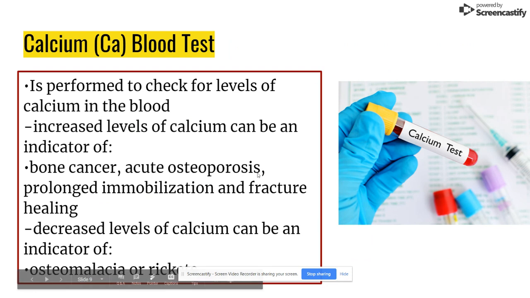Right? So next up, we have a calcium blood test. A calcium test is used to check for levels of calcium in the blood. Increased levels of calcium can be an indicator of bone cancer, acute osteoporosis, if you're prolonged and you're immobile, as well as fracture healing. So think about osteoporosis. In osteoporosis, we have bone that has an inability to rebuild that spongy bone that's on the inside, right? That's the part that's breaking down. And so all of that extra calcium and minerals, so the calcium, the phosphate, the minerals that are stored inside of bone have to go somewhere.